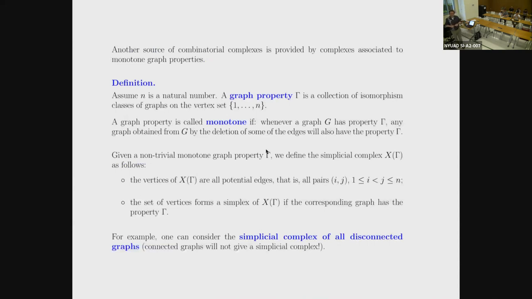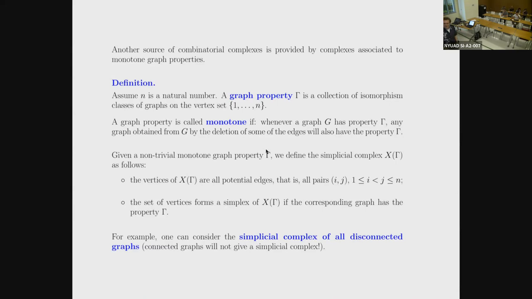A little bit more sophisticated source of combinatorial complexes would be provided by so-called monotone graph properties. If I have a number n, a graph property means a set of graphs which is closed under isomorphism. So any isomorphic graphs, that's called a graph property. It's called monotone if, when a graph has the property and you delete some edges, it will still have this property. For example, being disconnected is a monotone property, but being connected, for example, is not.